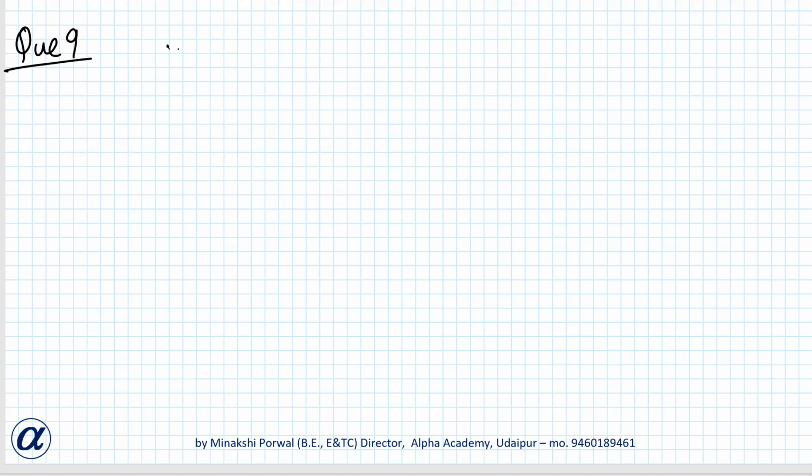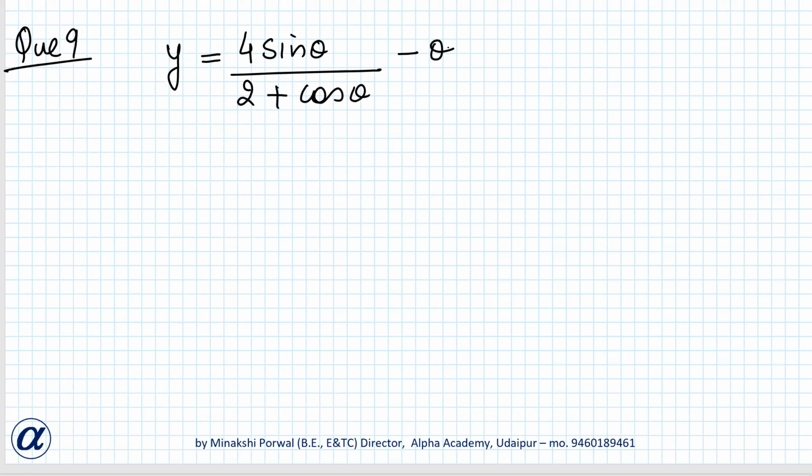Prove that y equals 4 sin theta upon 2 plus cos theta minus theta is an increasing function of theta in the closed interval 0 to pi by 2. First of all, as usual, we'll find dy by d theta.